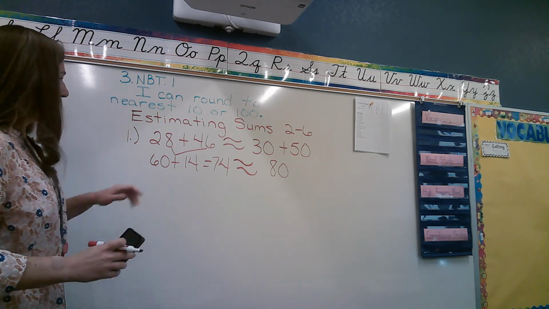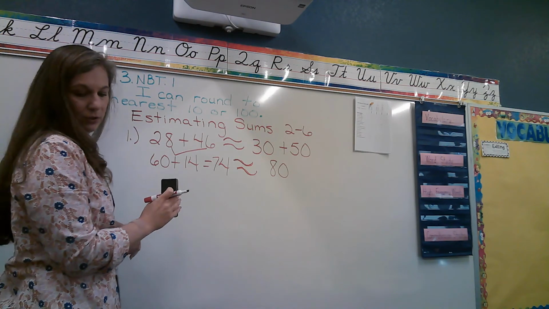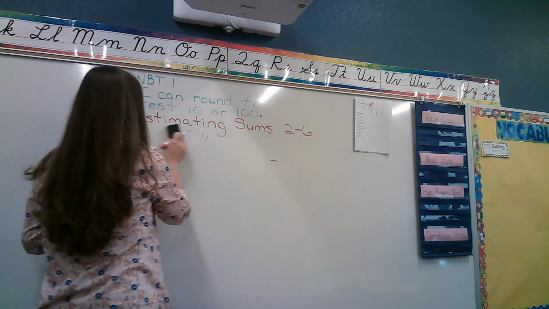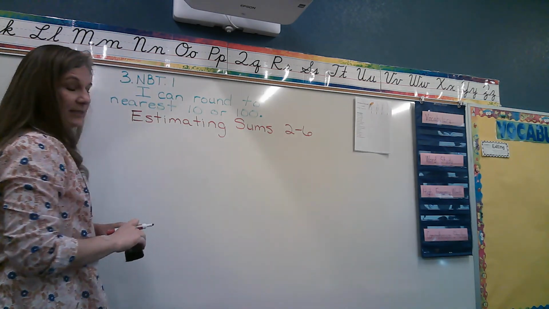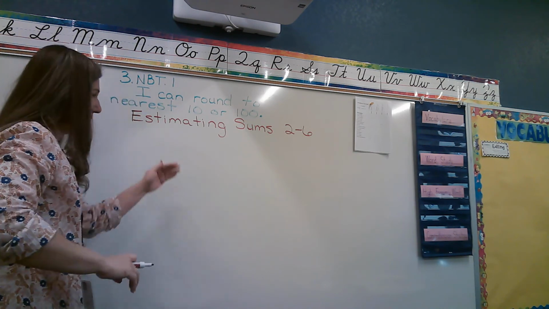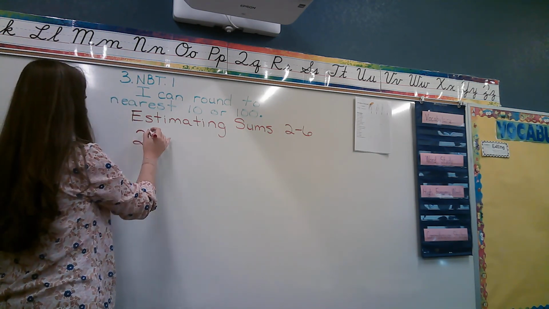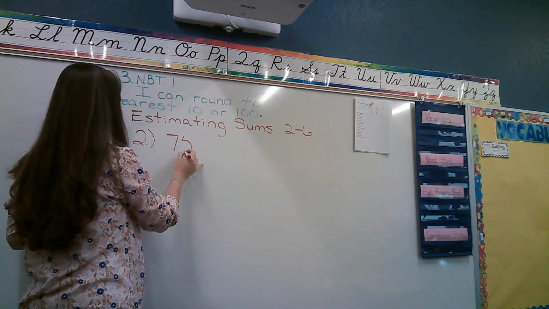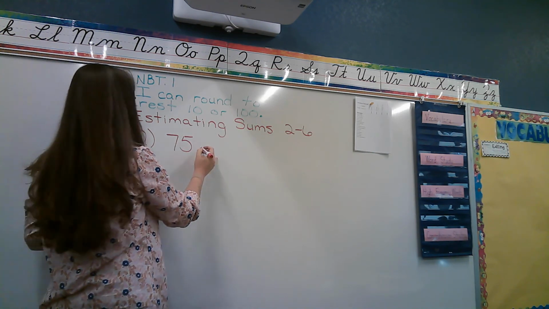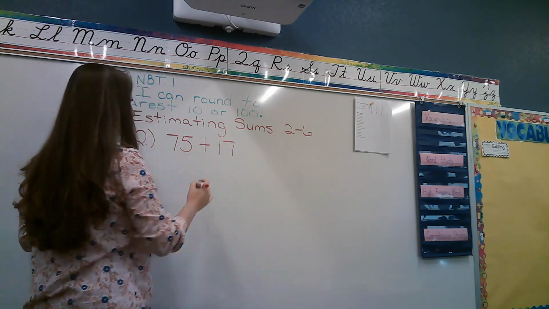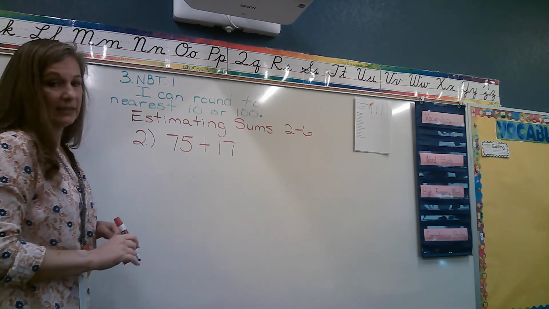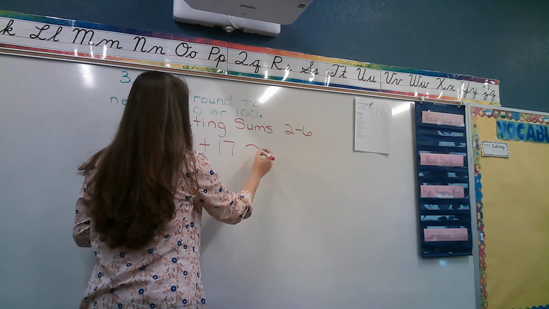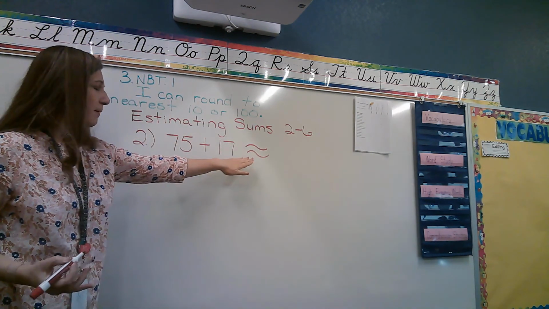So that's number 1. Looking at number 2, again, we're rounding to the closest 10. You're going to skip a line after you've done number 1. Skip a line, go to number 2. We're going to do some of these together, of course. Number 2, we have our equation, which is 75 plus 17. And actually, this is an expression because it doesn't have an equal sign, because we're not looking for the exact sum here. So we're going to put our little estimate symbol, which is about.